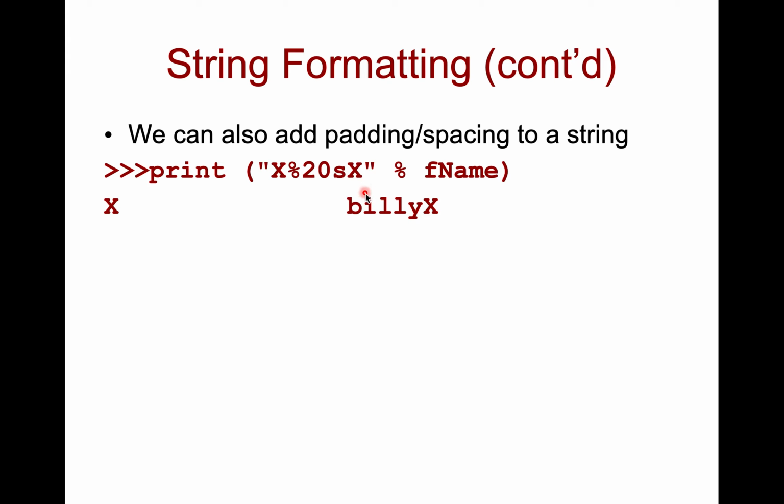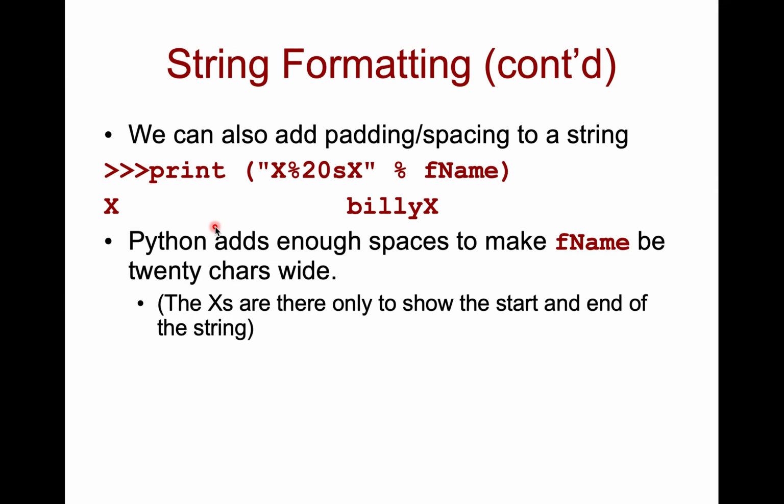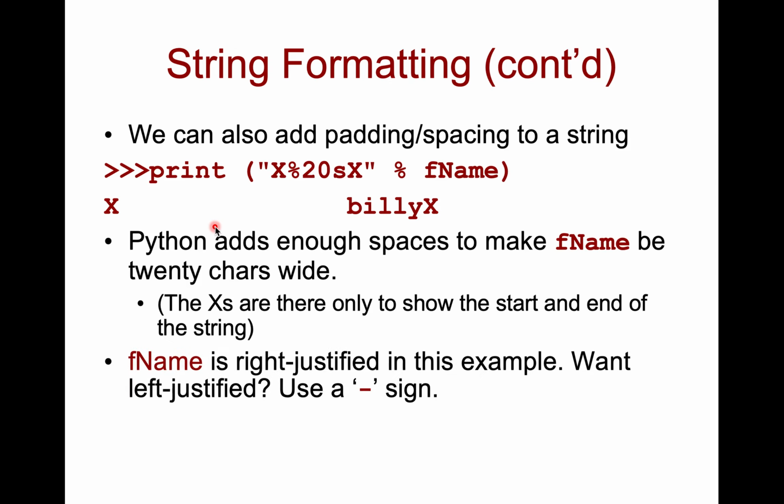What Python has done is it's put whatever's stored in fname, which was Billy, 5 characters long, and it's added in enough spaces so that the whole distance from the left to the right is 20 characters long. If Billy had been 8 characters long, it would have added in 12 spaces. If fname had been 15 characters long, it would have added in 5. It dynamically adjusts the spacing so that the total length is at least 20. So Python adds enough spaces to make fname be 20 characters wide, and the X's are there only to show the start and end of the string.